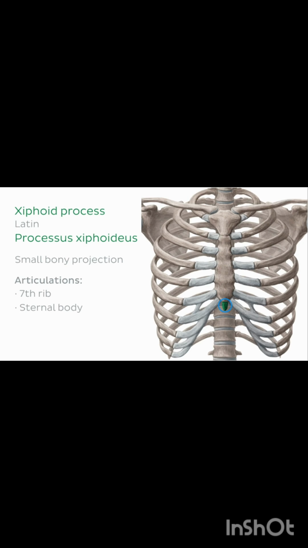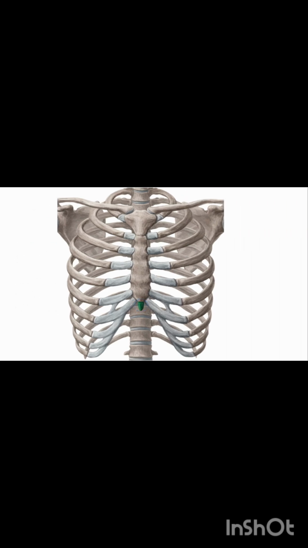Now that we've looked at the components of the axial skeleton, the skull and the trunk, let's move on to the appendicular skeleton, starting with the shoulder girdle.